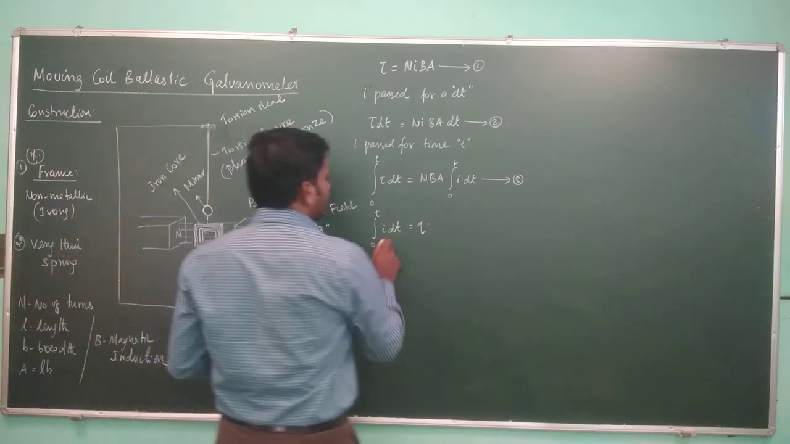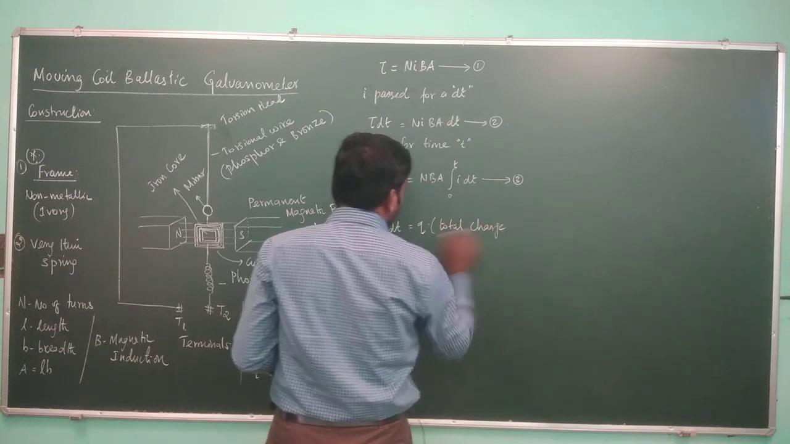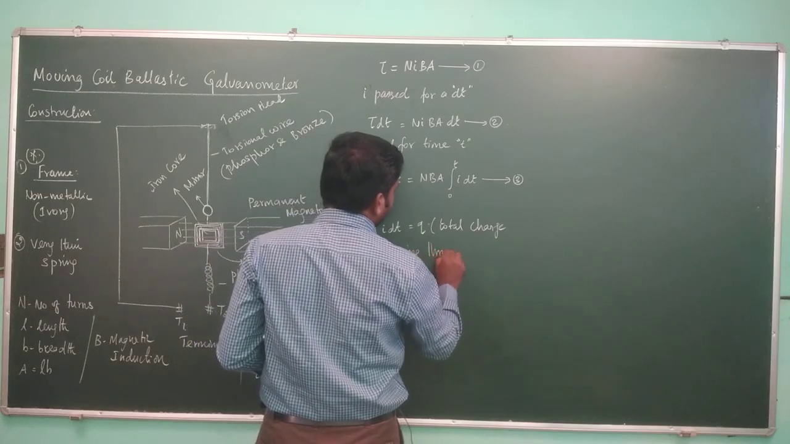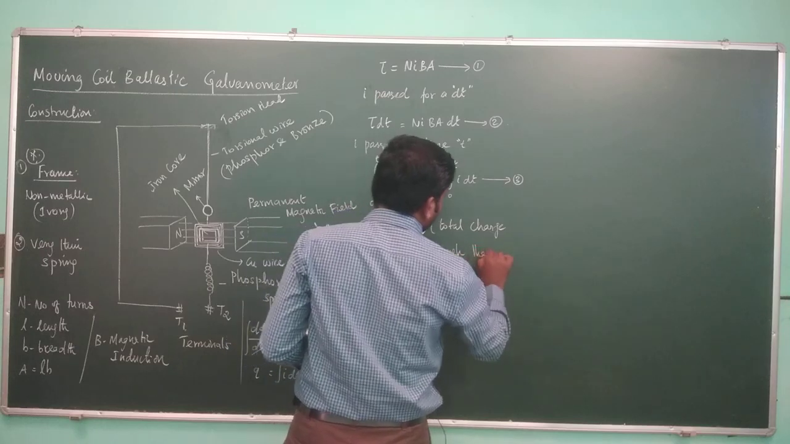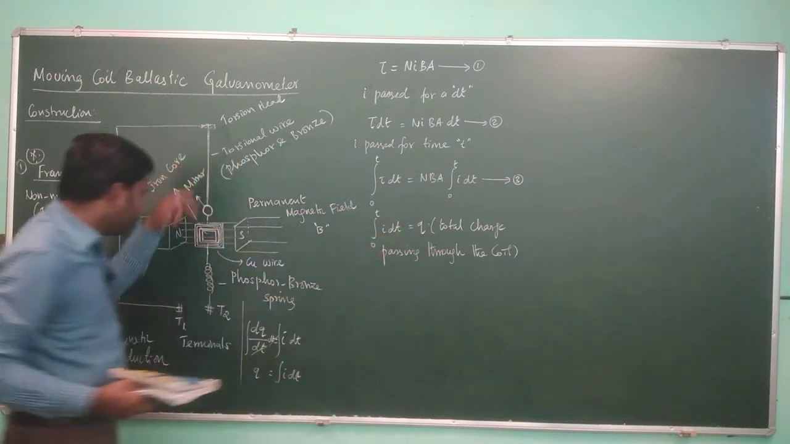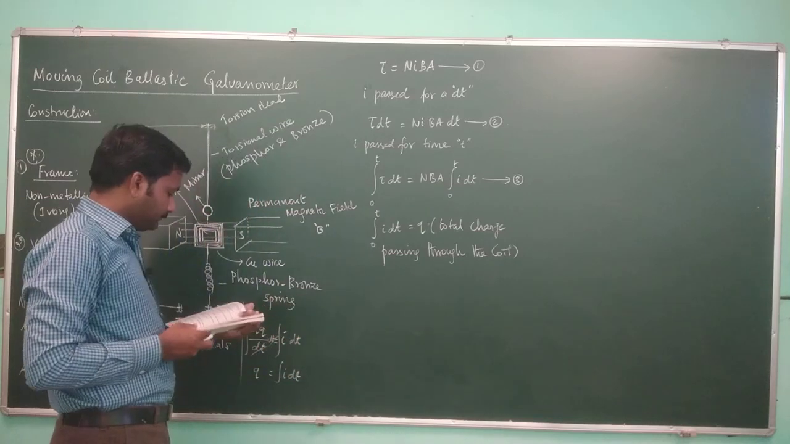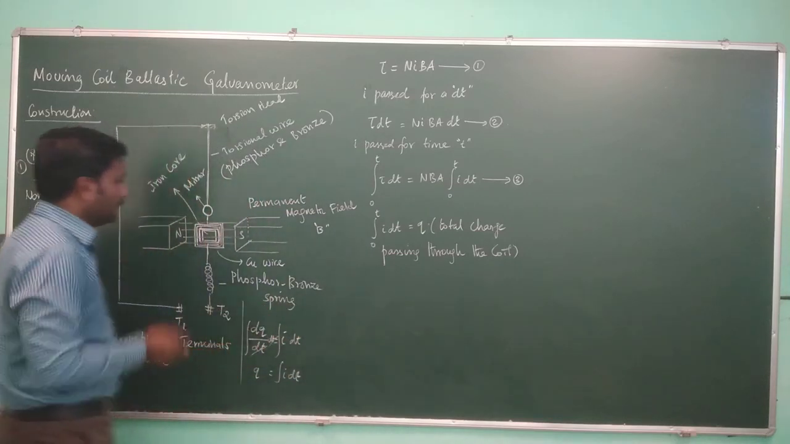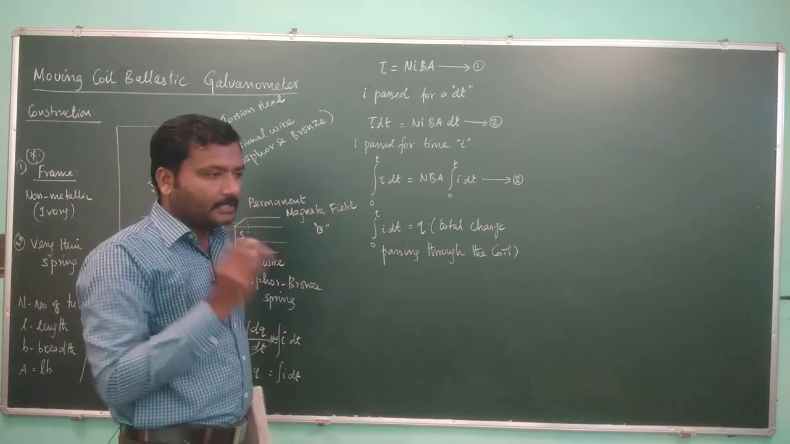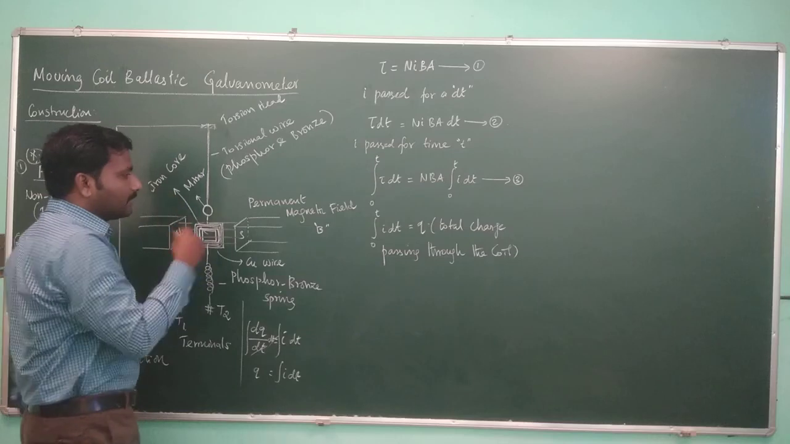Now this q is nothing but the total charge passing through the coil in the given time t, right? Fine. Now, as it gets an angular impulse, there is an impulse created. It is an angular impulse, not a linear impulse. It starts to rotate about an axis, this axis.